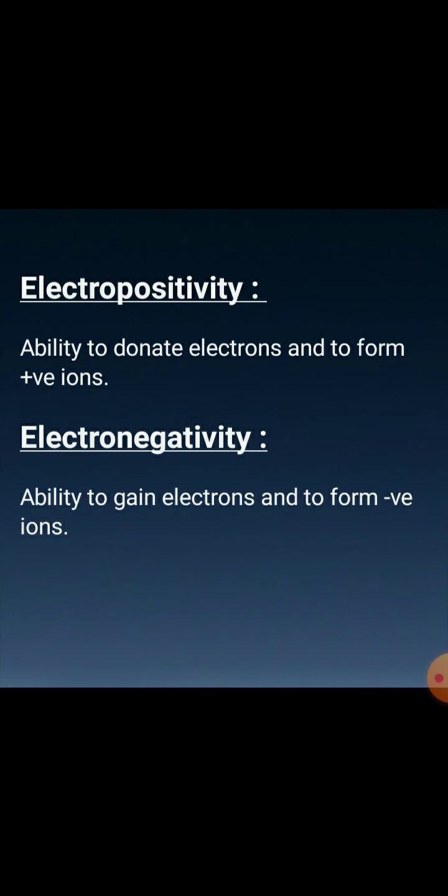Okay, when atoms give electrons, donate electrons, they form positive ion. So from the word only we will remember this: electropositivity, positive means positive ion. When does an atom form a positive ion? When they give electrons. Electronegativity, negativity, from this we can remember negative ion. When do atoms form a negative ion? When they take electrons, when they gain electrons. Okay, so these are two different terms which we need to remember.